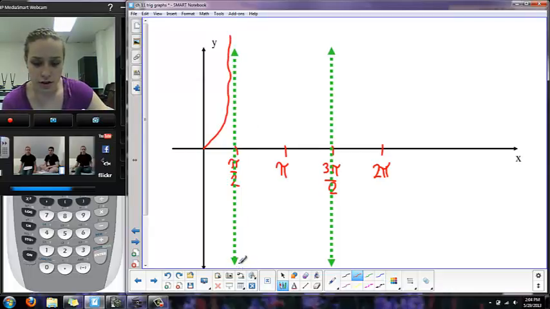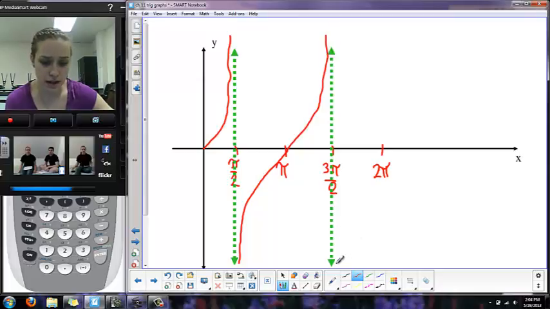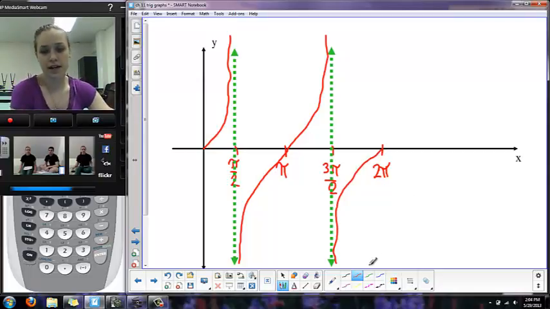Now it's going to start all the way down here, pass through 0 at pi, and then keep going towards this vertical asymptote. And hopefully yours are a little bit neater than mine, and then the same thing again. It's just a pattern that keeps going and going and going. Okay, so that's what tangent looks like.